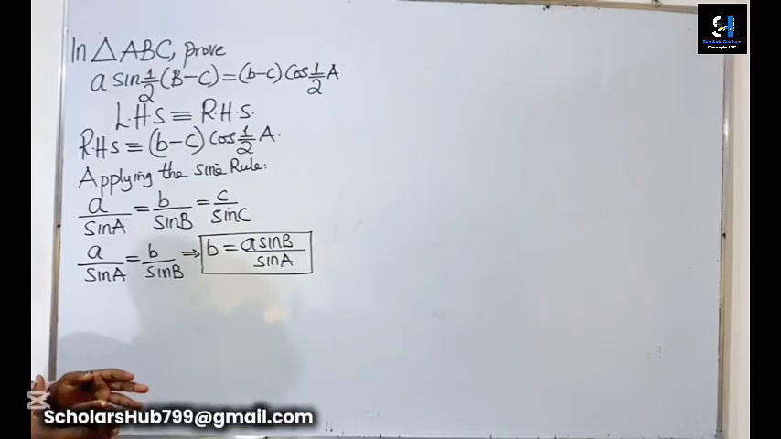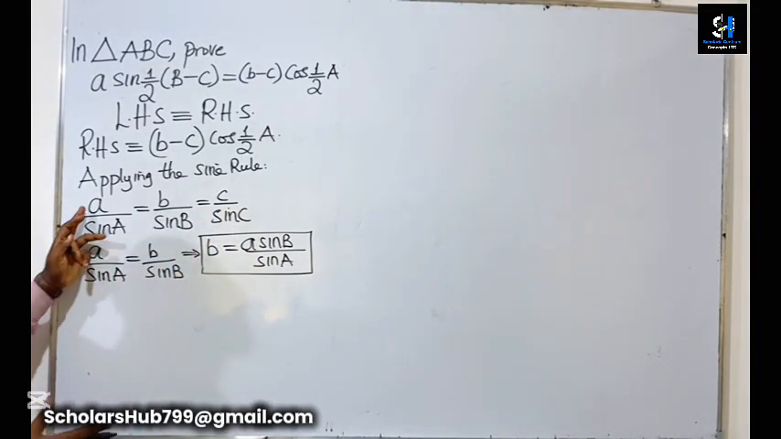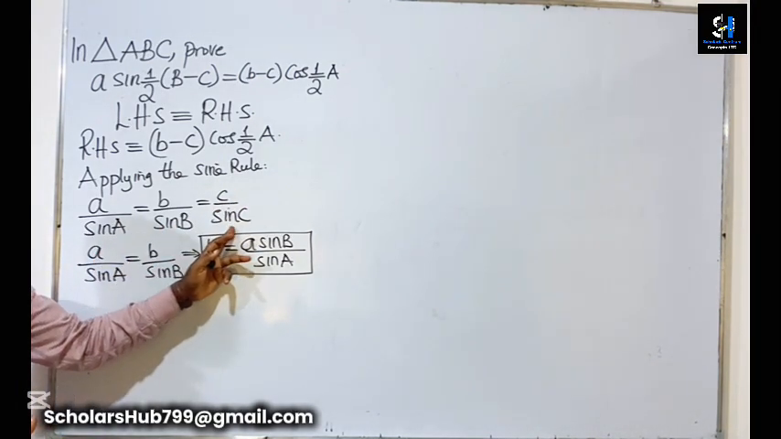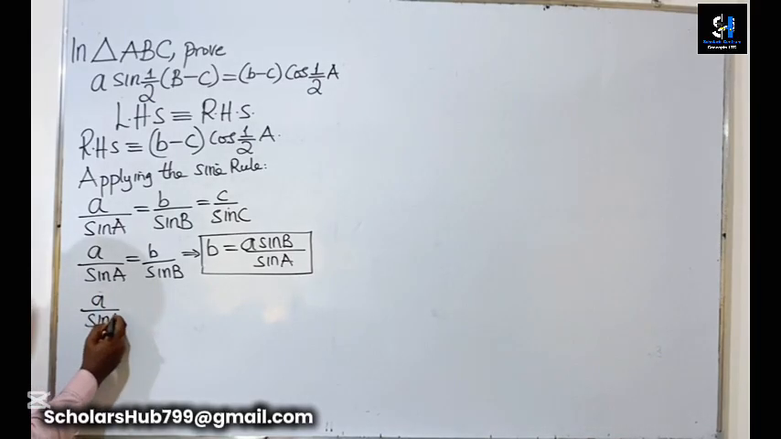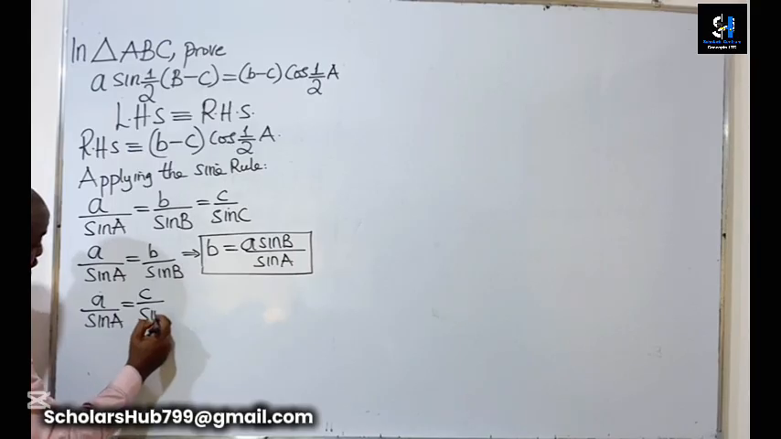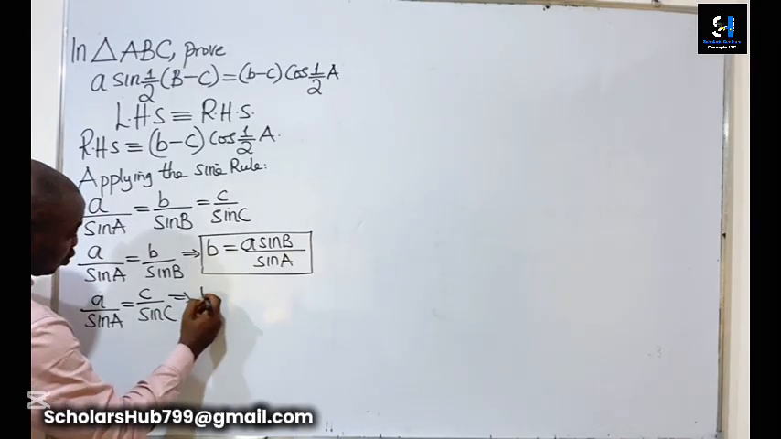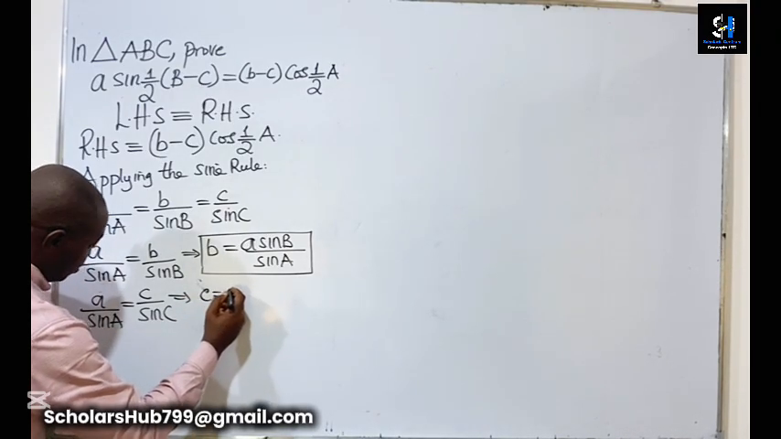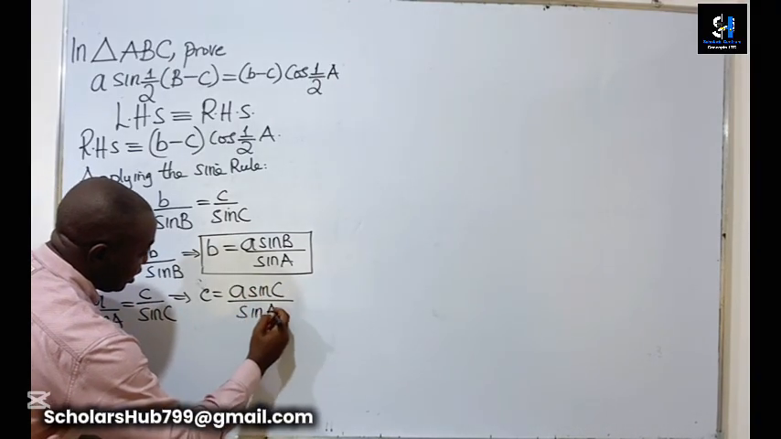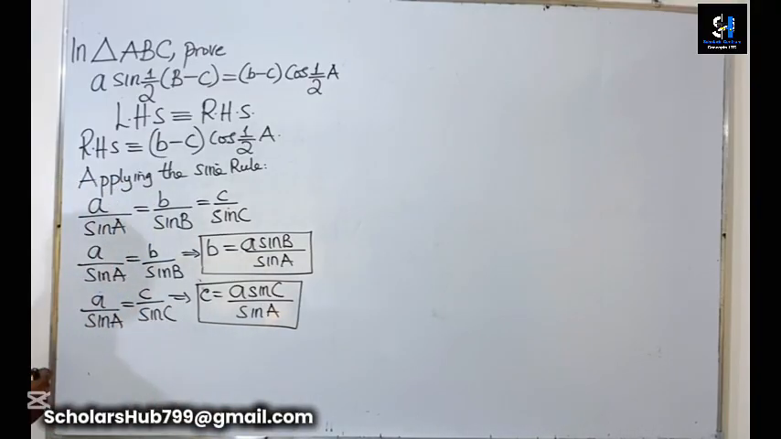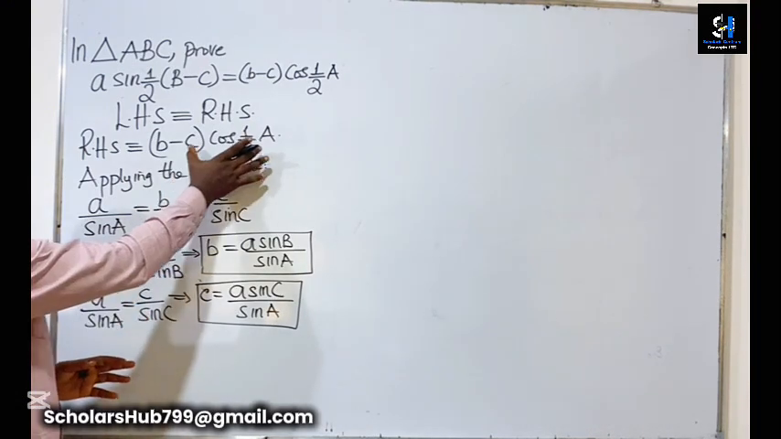Then I will again write the expression for c in terms of sin A and sin C, by equating a over sin A and c over sin C. So the expression for c in terms of sin A and sin C will be c equals a sin C over sin A. Now we can substitute this for b and also this for c in this expression.